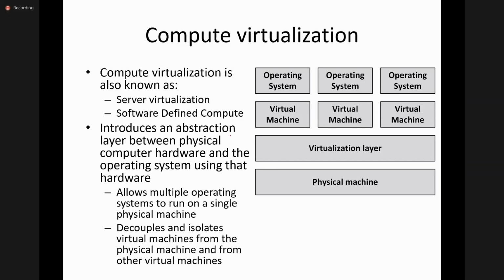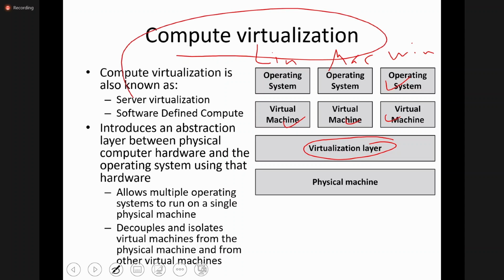For example, if I have one server, by using the virtualization layer, I can create different virtual machines, and each virtual machine has its own operating system. This could be Windows, this could be Mac, for example, and could be Linux or Unix. So these are the benefits of using compute virtualization.